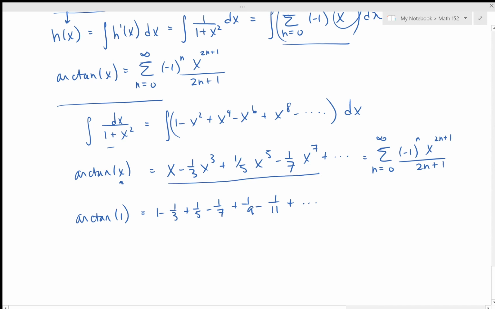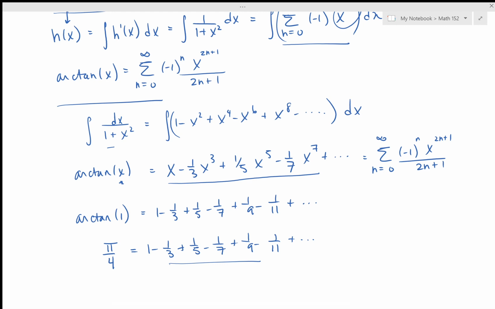What is the arctangent of 1? Folks, that is pi by 4. So that means that pi by 4 is equal to 1 minus 1/3 plus 1/5 minus 1/7 plus 1/9 minus 11th. How cool is that? So in fact, we have a way of calculating pi right now. We could do this thing over here, multiply by 4, and we can get an approximation for pi.